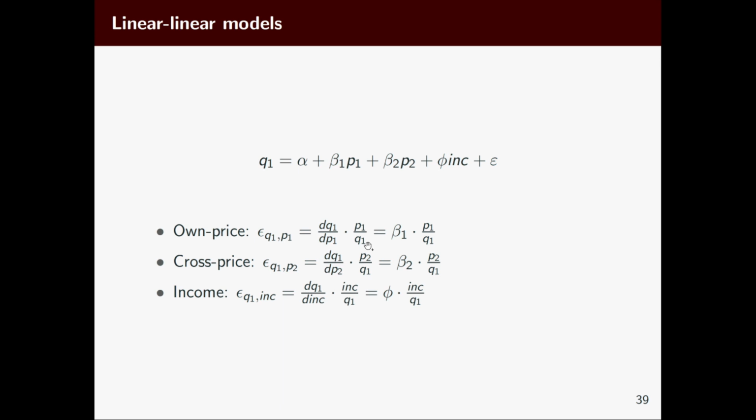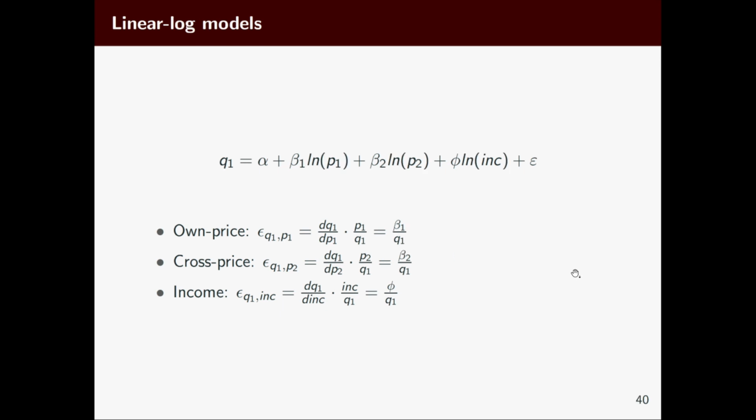Okay? So in this linear model, where we're just keeping everything as is, then our own price elasticity is going to be beta 1, whatever we estimate for beta 1, multiplied by P over Q. Okay. Similar calculations for cross price and income elasticity. For linear log models, that is where we keep quantity demanded linear and we log the other variables on the right-hand side.